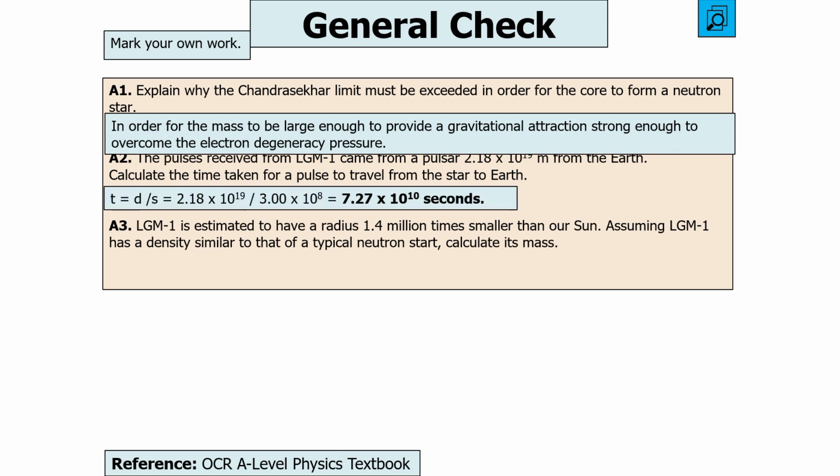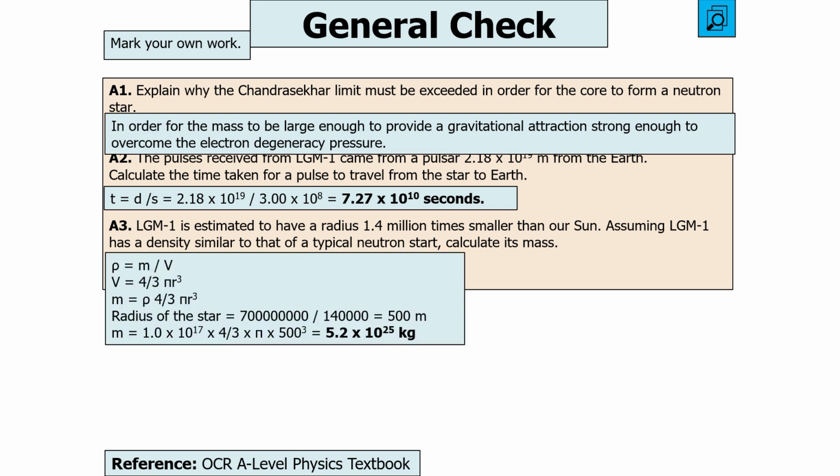This next question, again, it's a nice one because the pulses from a pulsar are radio. So therefore it's going to be the speed of an electromagnetic wave, 3 times 10^8. Time is distance over speed. You've got the distance, you've got the speed, so you can work out the time it takes to reach us.